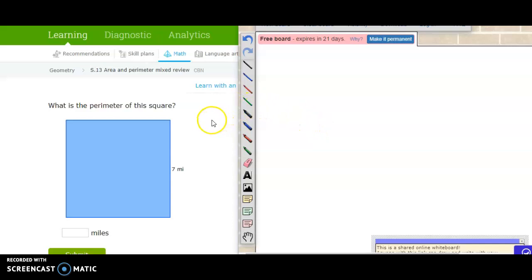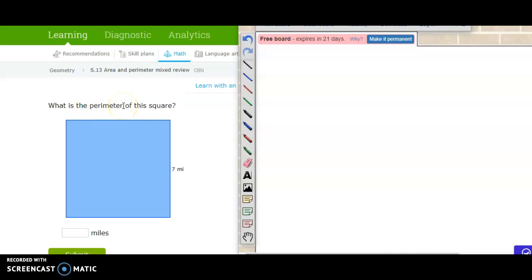This is just a little video to help you with your first IXL of the week, working on perimeter and area. A couple biggest things. One, pay attention to what the question is actually asking you for. So for instance, this one is asking for the perimeter of the square.